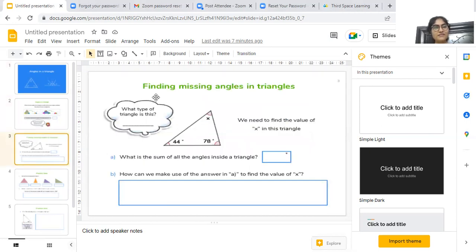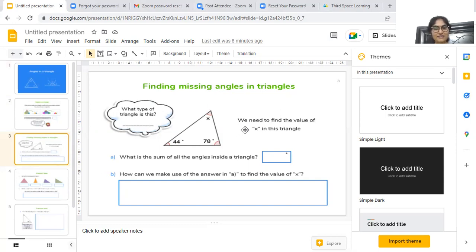Okay, so here it is, finding missing angles in a triangle. So we'll be finding the missing angles here. Can you tell me what type of triangle it is? Again, it's a scalene triangle, right? We can write the answer here.